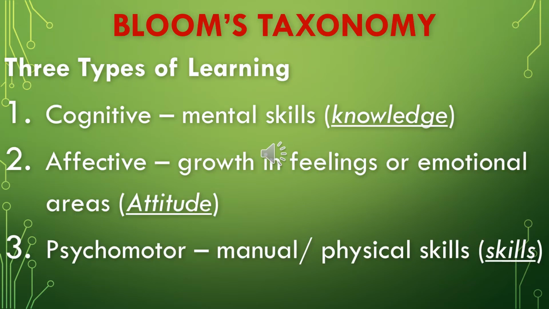In Bloom's taxonomy, there are three types of learning, or the three domains of learning. We have the cognitive, affective, and psychomotor. When we say cognitive, it is the mental skills or knowledge. And the affective domain is a growth in feelings or emotional areas or the attitudes. And number three, the psychomotor, it is the manual or the physical skills, or it is considered as the skills.